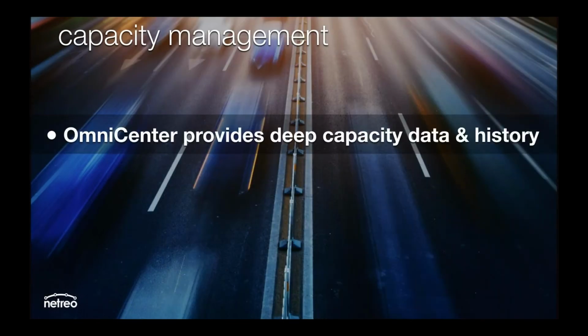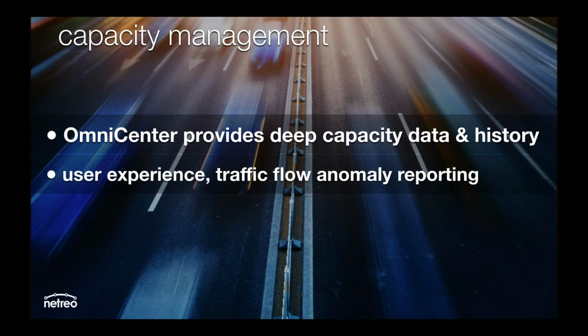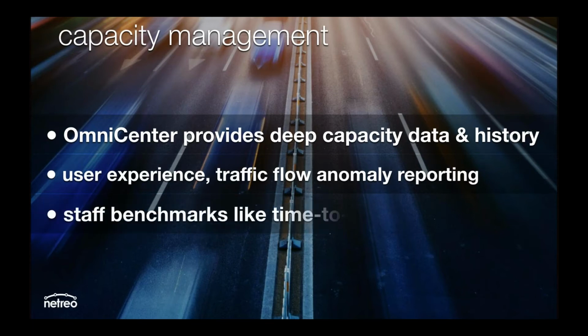Now, OmniCenter could provide a wealth of information to the capacity management team. The obvious data is bandwidth, trending, things like server and cluster resources. But OmniCenter's got a lot more to offer the capacity folks. Things like monitoring application response times, sudden changes in traffic usage, even measurements of staff and process effectiveness, such as time to resolve or acknowledge incidents, can be worked into the capacity management reports to give them deeper insights.